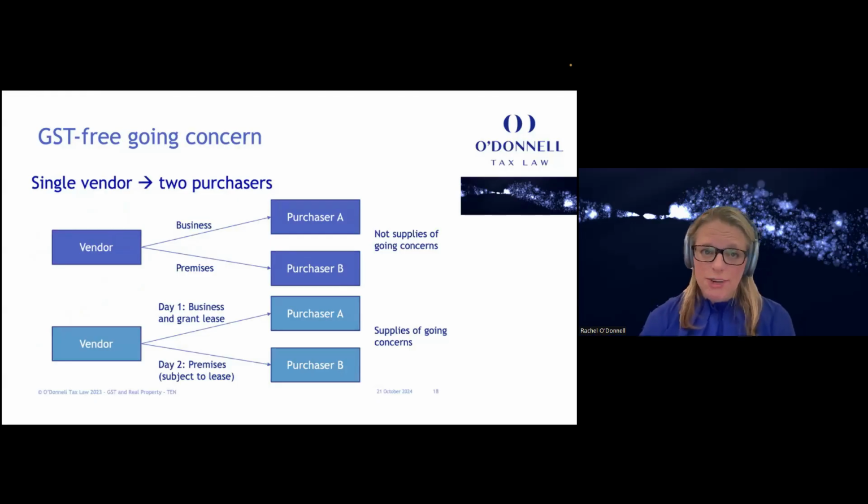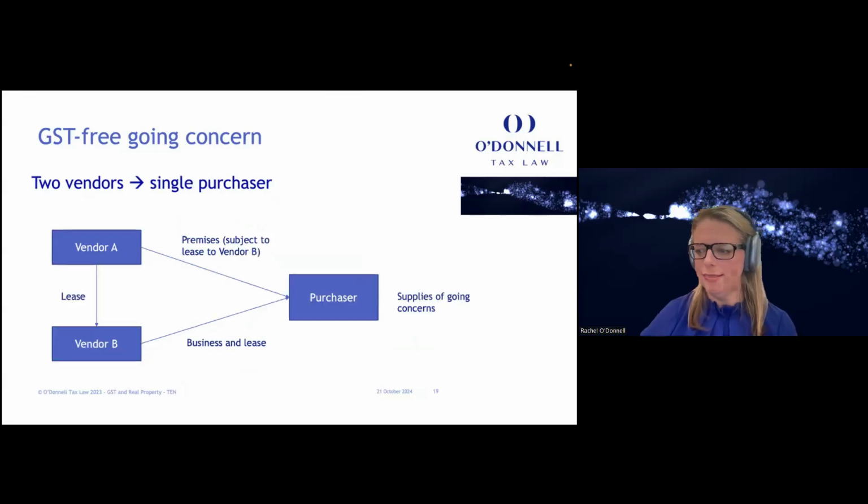You can have a GST-free supply of a going concern where you have a single vendor on two purchases, where if the vendor is just selling a business to one purchaser and premises to another, that doesn't qualify for this treatment. But if on day one they sell the business and grant a lease to the purchaser, they are providing that property that is necessary for the continued operation of that enterprise to purchaser A. On day two, they can sell the premises subject to the lease as a supplier of a leasing enterprise.